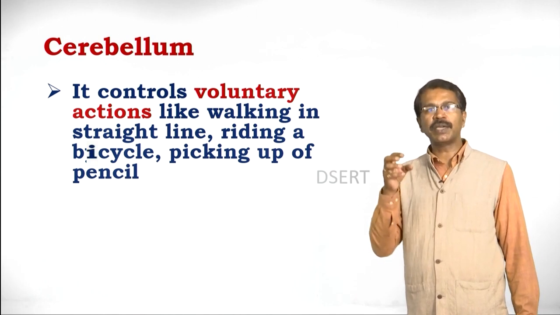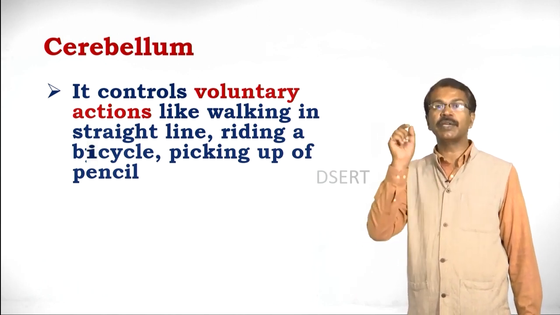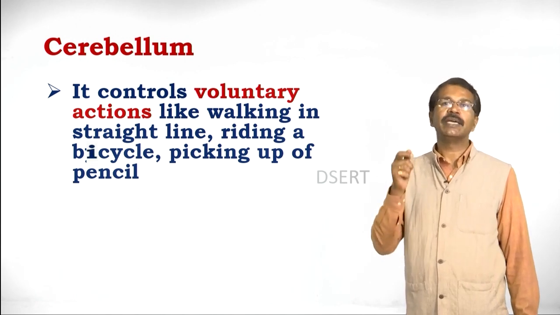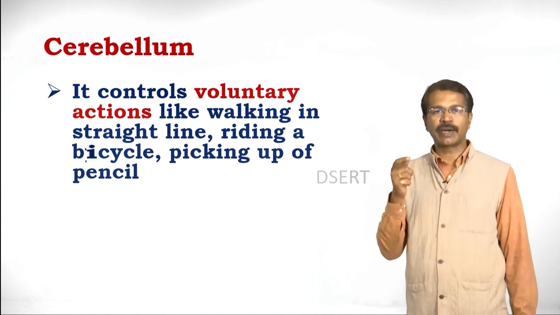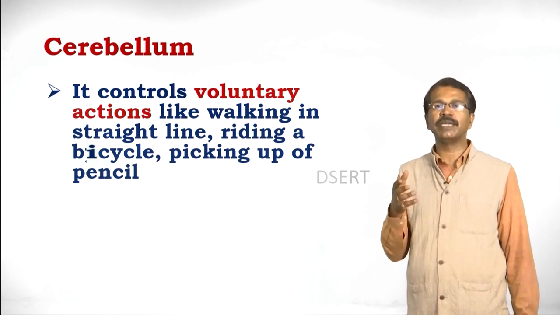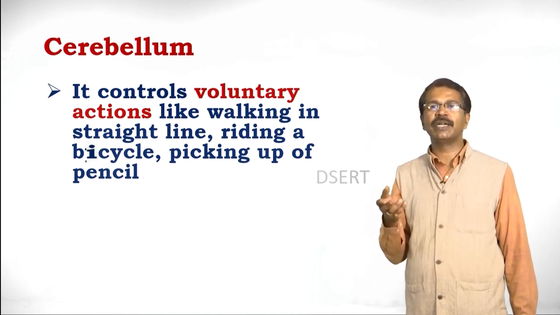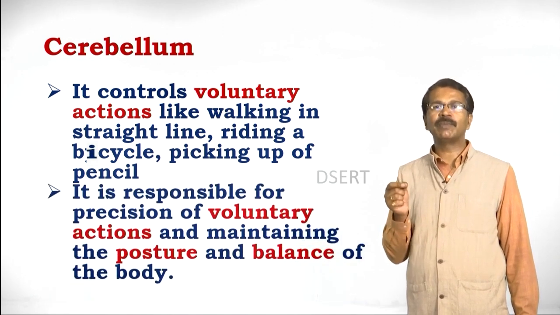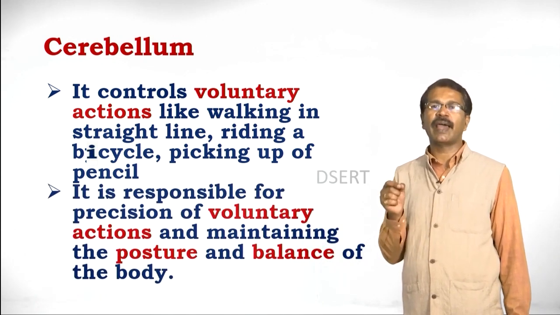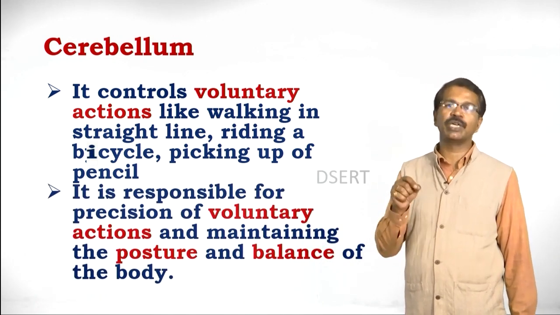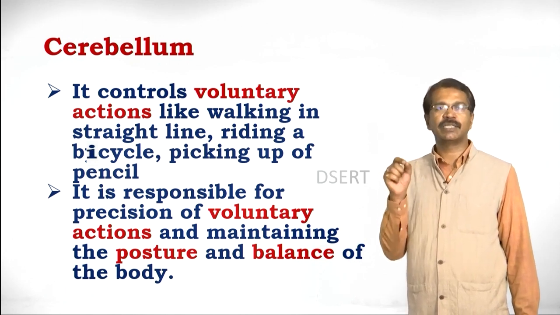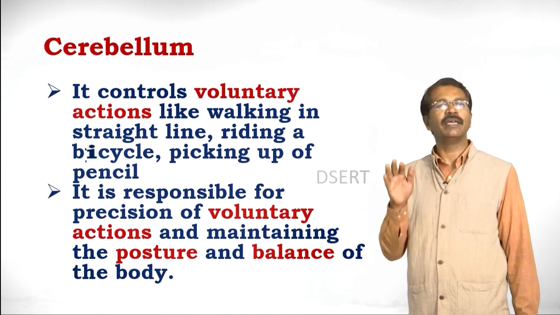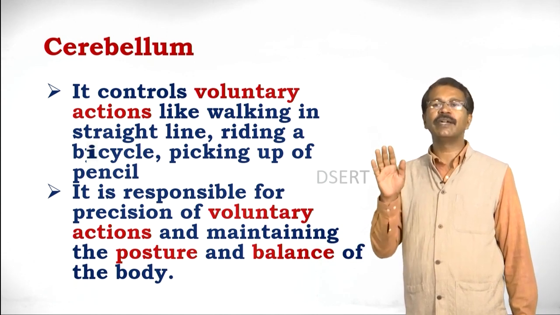For example, if you are walking in a straight line, or walking on a string or on a rope, such balancing of the body is because of the cerebellum. And if you are riding a bicycle, that balancing of your body is also because of the cerebellum. And as I mentioned, picking up a pencil, a precision grip, is also because of the cerebellum itself. Apart from that, it is responsible for all voluntary actions and also helps to maintain posture and balance of the body. Thus, the cerebellum controls all our voluntary actions. Of course, even the cerebrum takes part in it, but mainly the cerebellum controls all voluntary actions.